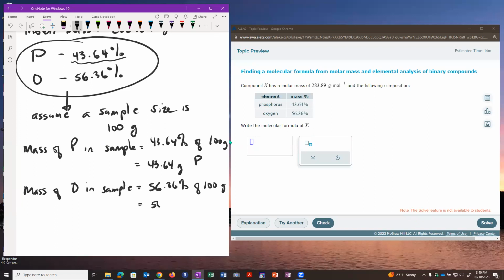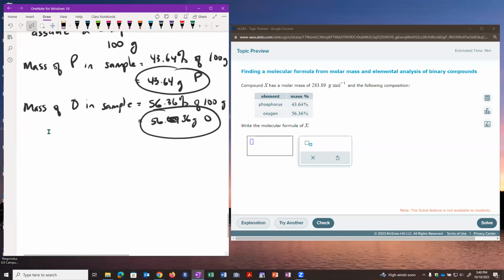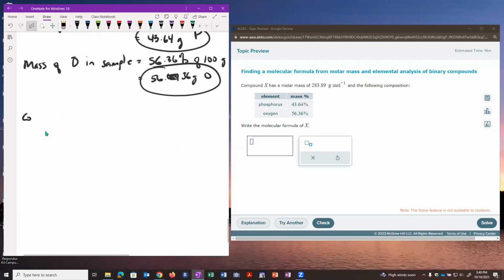So that's 56.36, sorry, 56.36 grams of O. These are going to be important because now we have grams of each of these. We can now convert them to moles, because what we're trying to do is to get a mole-to-mole ratio of each of these components.